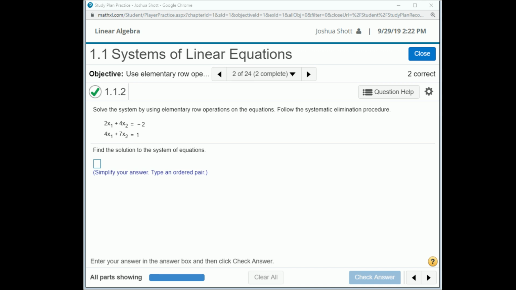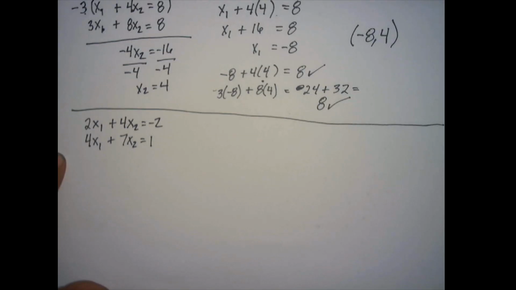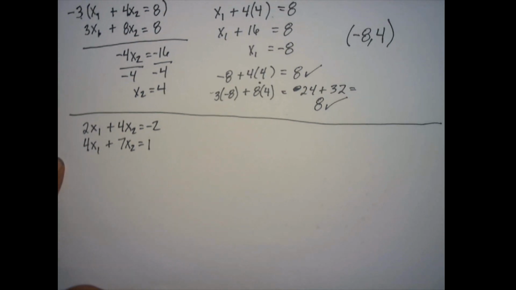In this problem, we're asked to solve the system using elementary row operations on the equations, and we're going to follow the systematic elimination procedure. And this is the system that we're solving here. Okay, so let's take a look at it. I got it written down here. And forgive the previous problem above. Here's the problem that we have.